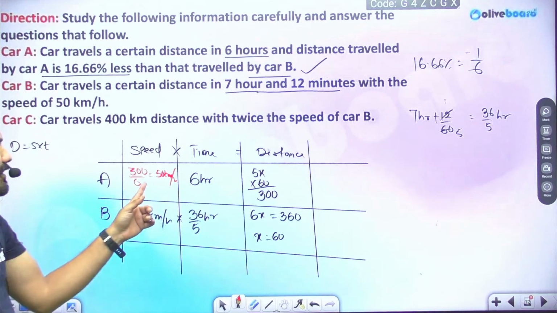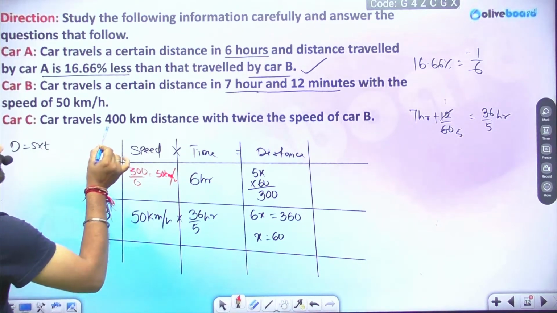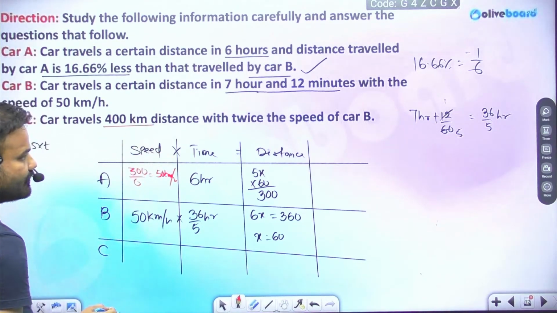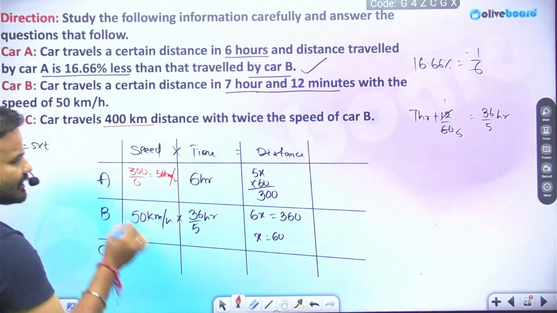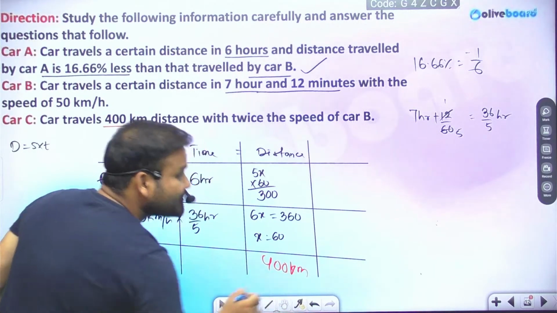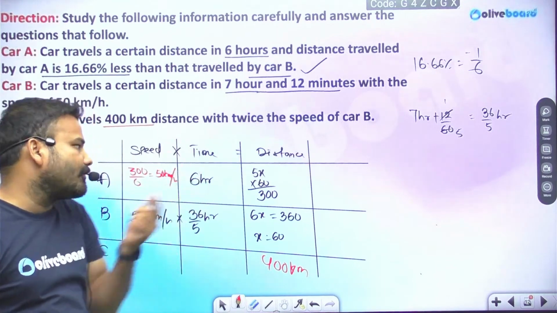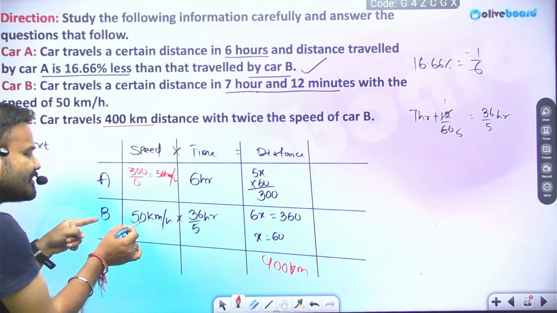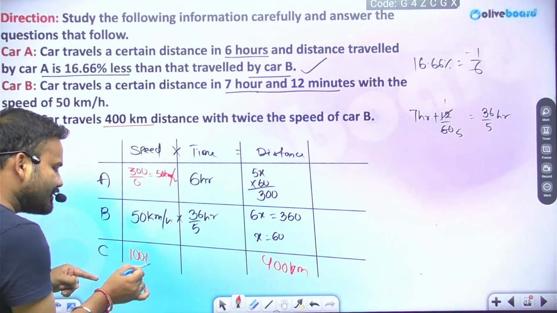Now this is calculated, this is fine. Now what about car C? Car C travels 400 km distance with twice the speed of car B. Okay, so car C is traveling what? How much? 400 km. With what distance? With twice the speed of car B. See, car B is having a speed of 50 km per hour. So car C will be having twice the speed, that is 100 km per hour.